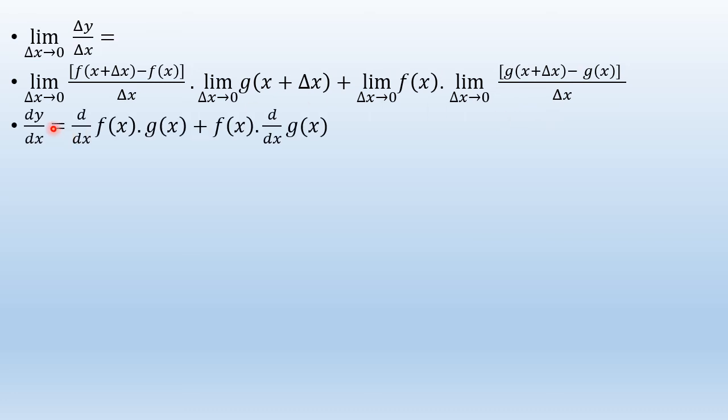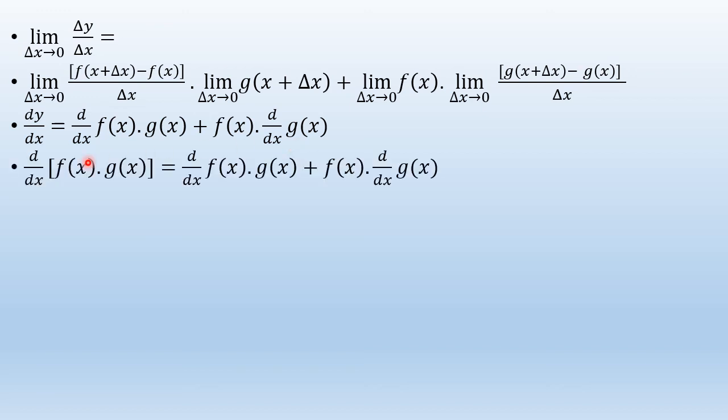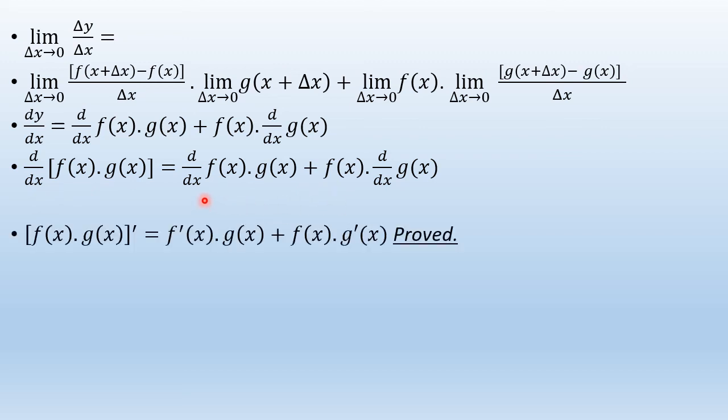Here you can see it. dy by dx is equal to d by dx of f(x) into g(x) plus f(x) into d by dx of g(x). You may write y equals f(x) into g(x) so you can see the whole result, and you may also write the same result in the shape of prime, that is (f(x)·g(x))' equals f'(x)·g(x) plus f(x)·g'(x), and our result is proved.